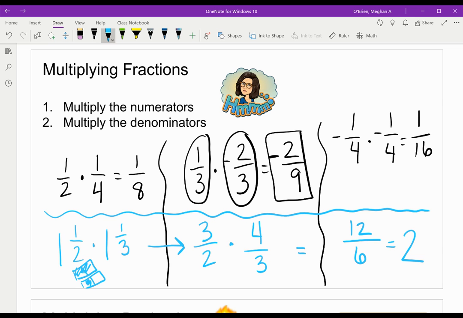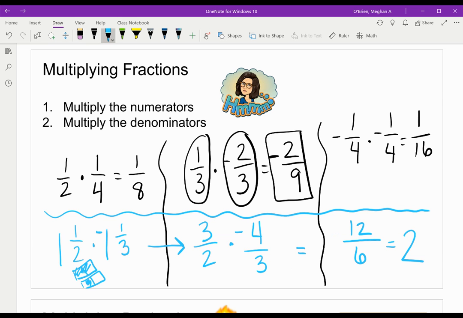If one of these mixed numbers was negative, for example, so let's just go back, pretend that -1 1/3 was negative, so that would mean the -4/3 was negative, then we know that our answer would be negative. One last thing to point out is I'm going to switch up the placement of this negative sign.